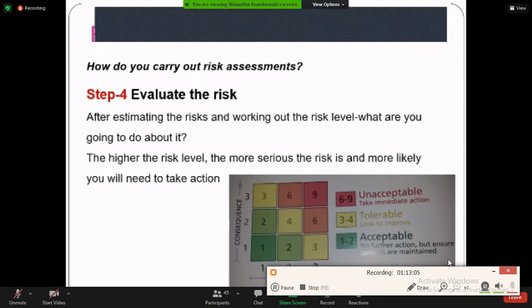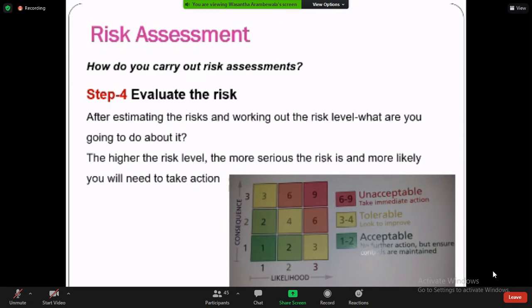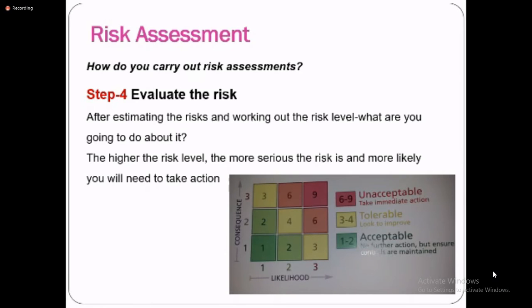Then we say evaluate the risk. First, estimate it: what is the likelihood, and what would be the severity. We give the rating accordingly. Now we are evaluating the rating. After estimating and working out the risk level, what are you going to do about it? The higher the risk level, the more serious and more robust the controls needed. If it is a high risk, if it ends up with a fatality or something, then you should have perfect controls in place. Otherwise, it will be a death situation. It's very important.